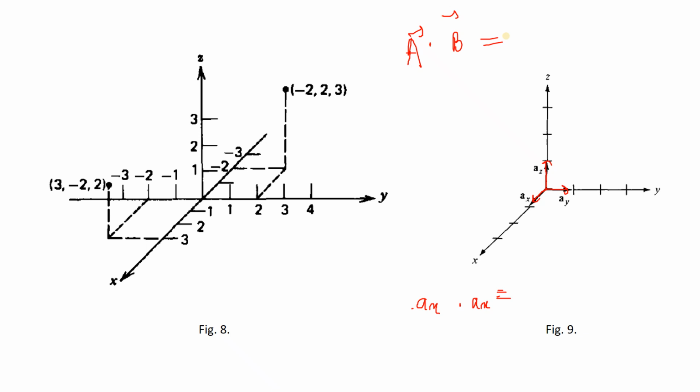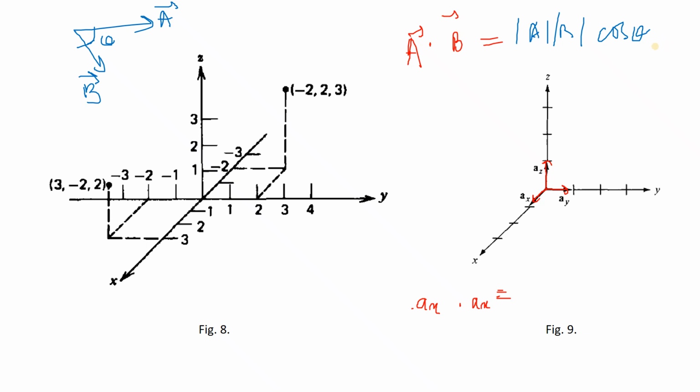A B cos theta, where A is the magnitude of A. It will be the magnitude of A, the magnitude of B, then cos theta. Where is theta? Theta is the angle between the two vectors. This is vector A and this is vector B, and the angle is theta. So whatever the angle is, that will be theta.